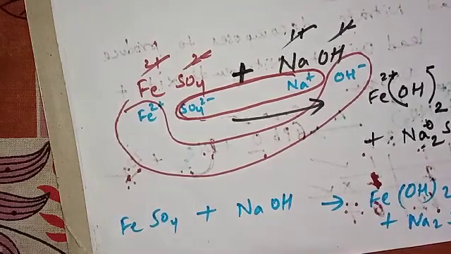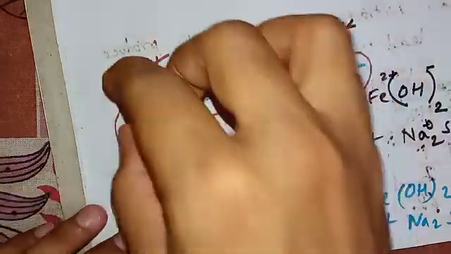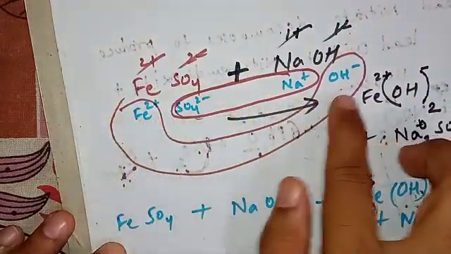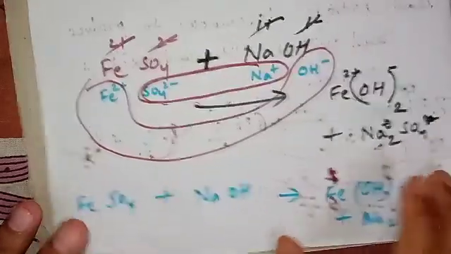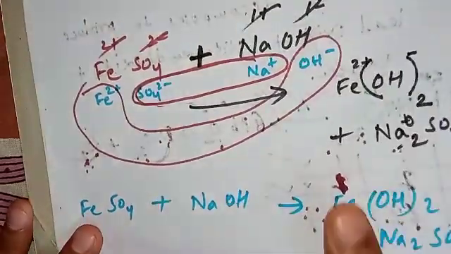This is the correct molecular formula which we are going to have only after writing the cations and anions with their proper charges. If you write the proper charges and if you identify a reaction to be a double decomposition, follow this rule, your answers will never be wrong, inshallah. So Fe(OH)2, Na2SO4. Now let us try to balance this equation.